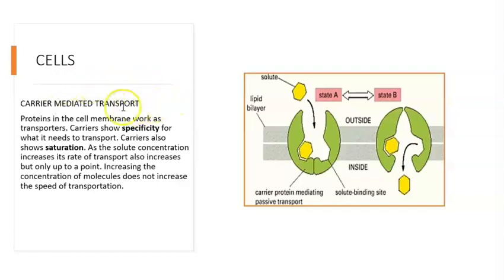The next topic is carrier-mediated transport. Carriers are proteins located in your cell membrane. The carrier is going to show specificity, meaning that it's going to carry only one thing. For example, the carrier for insulin is only for insulin. It's not going to be used by any other molecule. And saturation means that if the carrier can transport only 2 insulins, then if you have 5, it doesn't matter. It will transfer only 2 because it gets saturated.